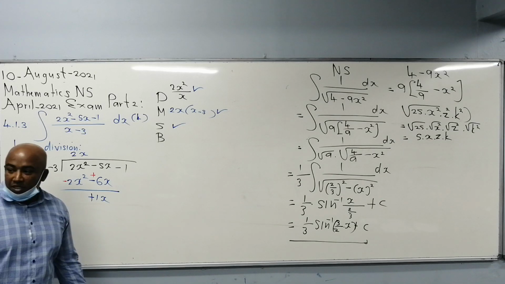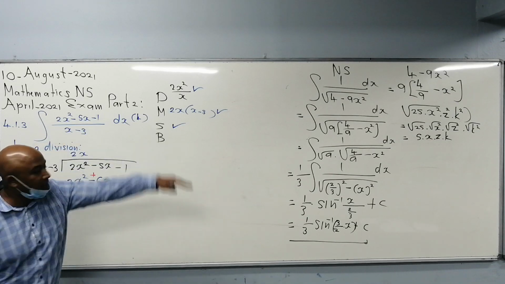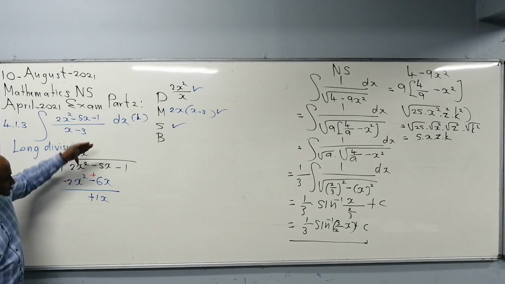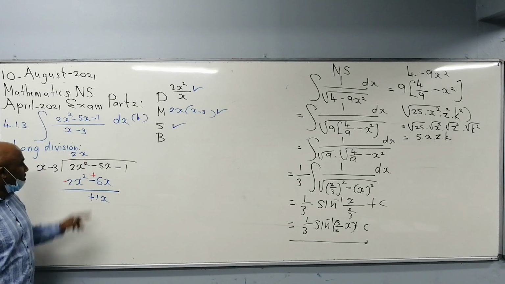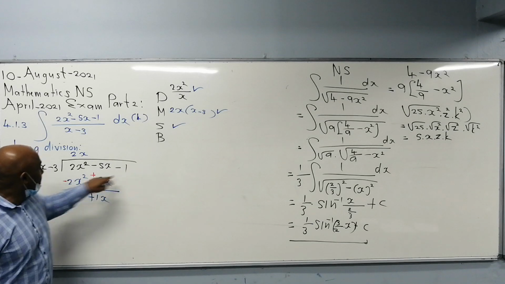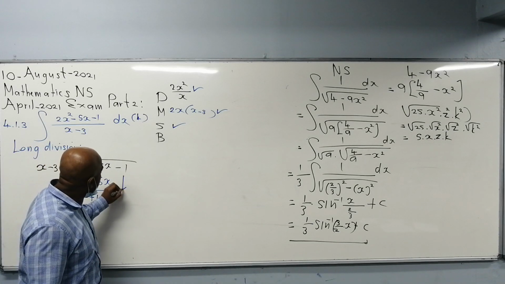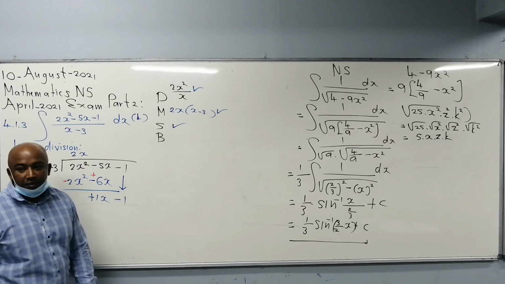If you're having a problem subtracting, then you take this whole thing and write it down horizontally. I did show you that before. If you're not clear with changing signs and all that, you write down this whole thing minus the bottom. The next step is bring down. So I'm bringing down my minus 1.